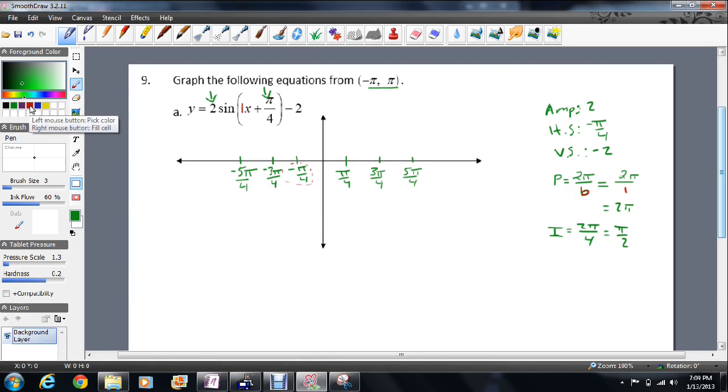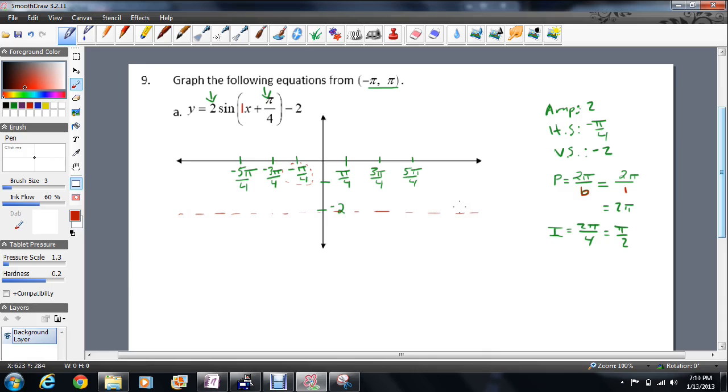So I'm going to go ahead and graph this now. Oh, before I graph it, let me put my center line in. My center line is going to be at -2, because that's what my vertical shift is. So my center line, it kind of helps if you draw it in there.